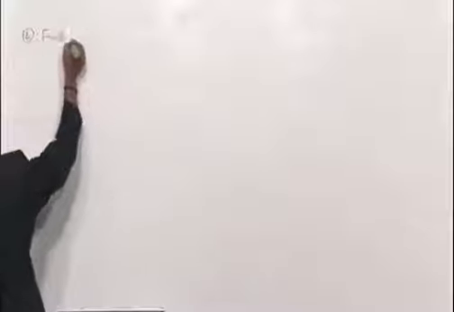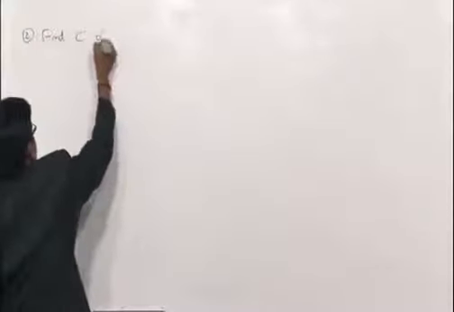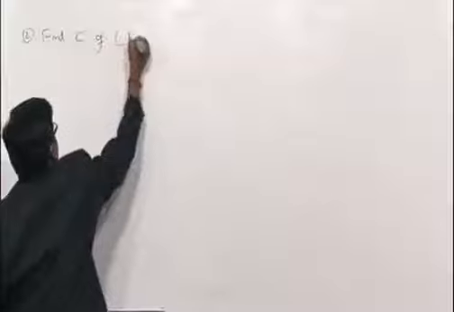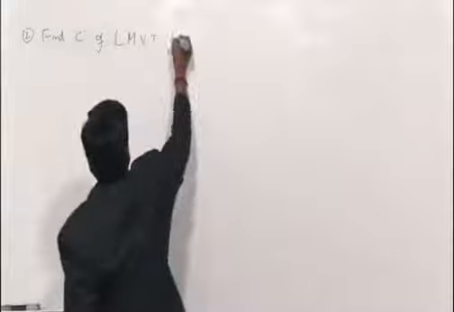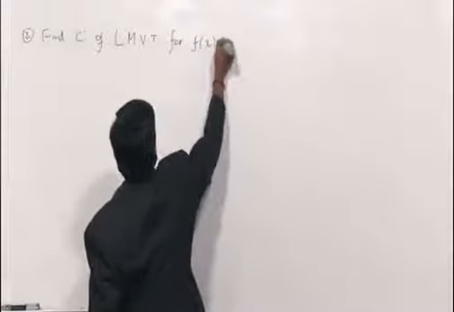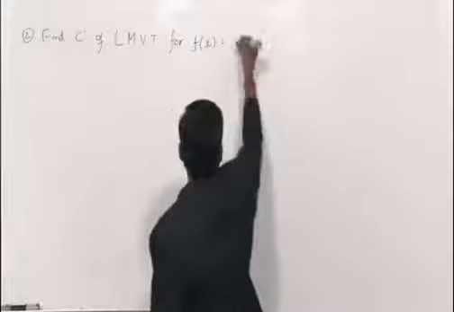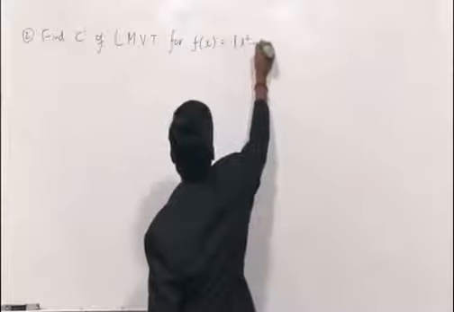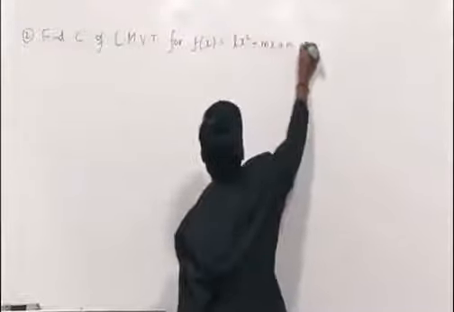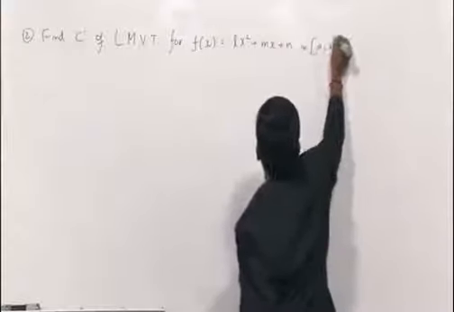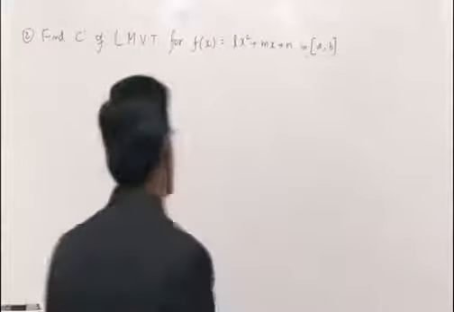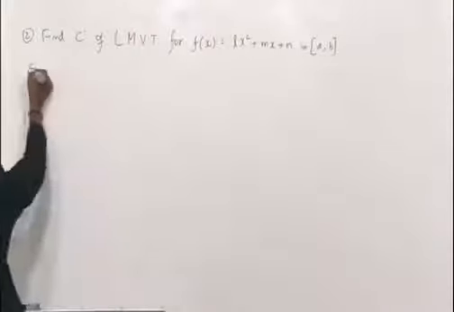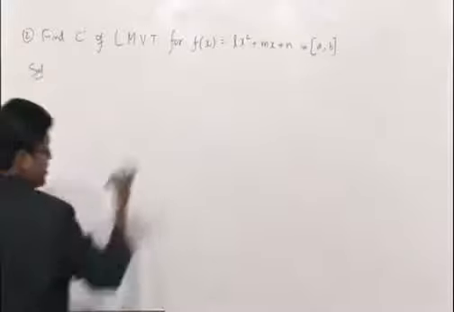Next, second example, find C of Lagrange's mean value theorem, LMVT, for f(x) = lx² + mx + n in the closed interval [a, b]. That means I have taken a general quadratic polynomial and any interval [a, b]. A polynomial function is defined everywhere, so it is continuous, and its derivative exists as well.